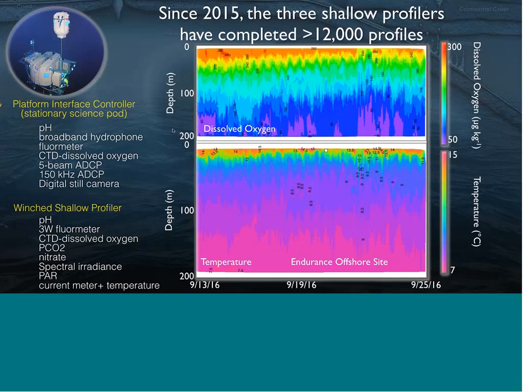So this just shows you one of the oxygen and temperature profiles off the Endurance Array, and then to the left are the kinds of sensors that we have on the platform interface controller and the winch shallow profiler right now. And again, these are turned annually.